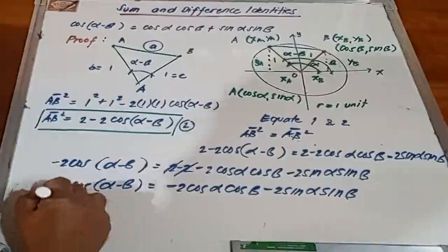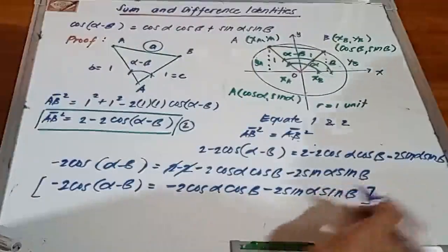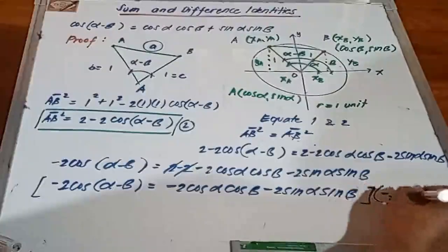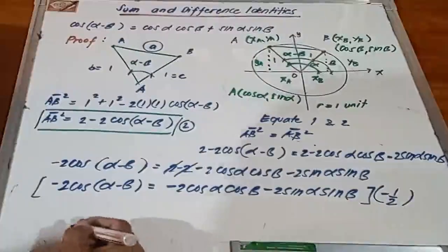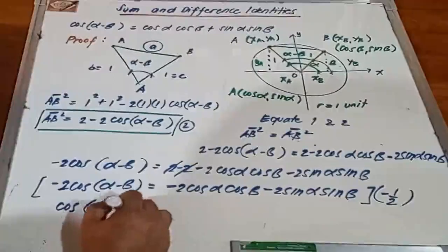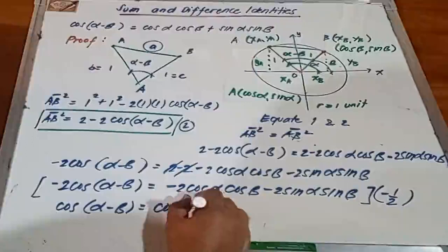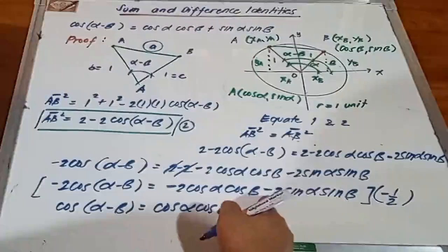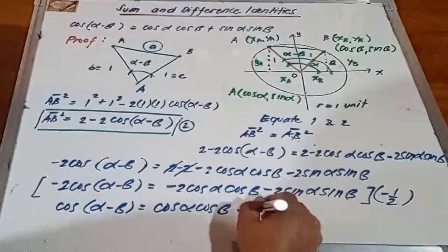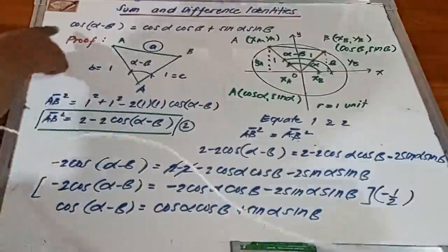Divide all of the terms by negative 2. Or multiply by negative 1/2. Negative 2 divided by negative 2 is positive 1. So, cosine alpha minus beta is equal to positive cosine alpha cosine beta, positive sine alpha sine beta. At mapapansin nyo, equal na siya doon.